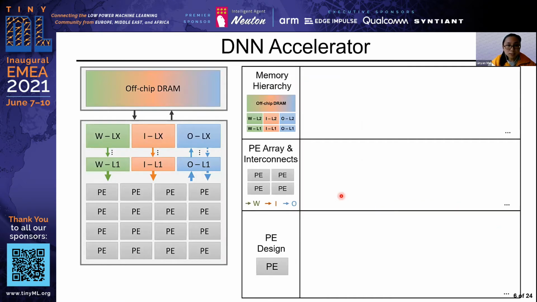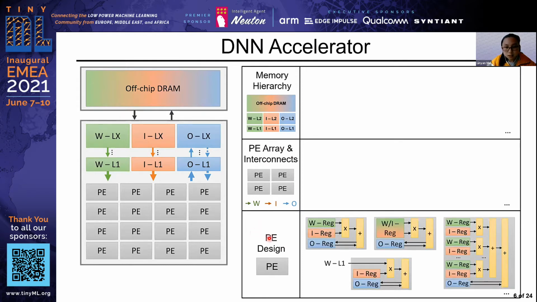And then the second is the DNN accelerator. We usually model it as a PE array with a memory hierarchy on top. The memory hierarchy can have whatever levels on chip and off chip, from level 1 to level X. For each aspect, from the PE design to the PE array and the memory hierarchy, there is a large design space individually.